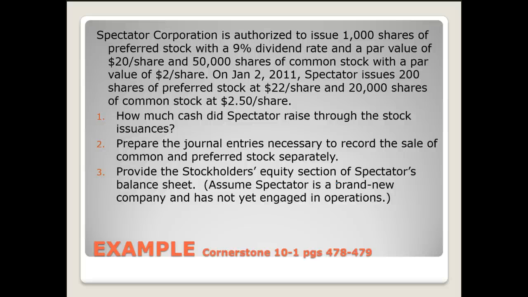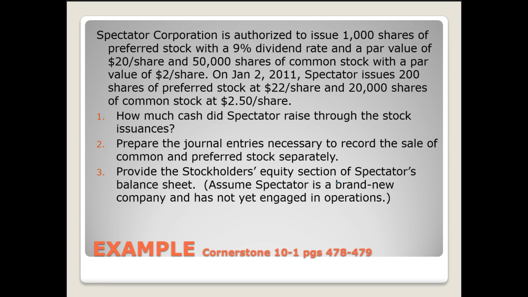Spectator Corp is authorized to issue 1,000 shares of preferred stock with a 9% dividend rate and a par value of $20 a share and 50,000 shares of common stock with a par value of $2 a share. On January 2nd, 2011, Spectator issues 200 shares of preferred stock at $22 a share and 20,000 shares of common stock at $2.50 a share.